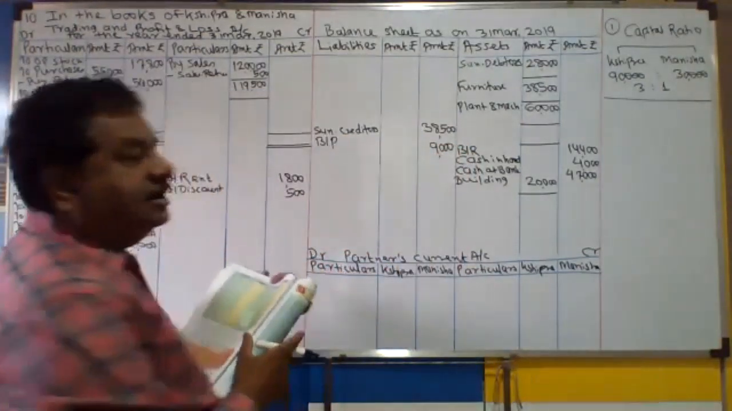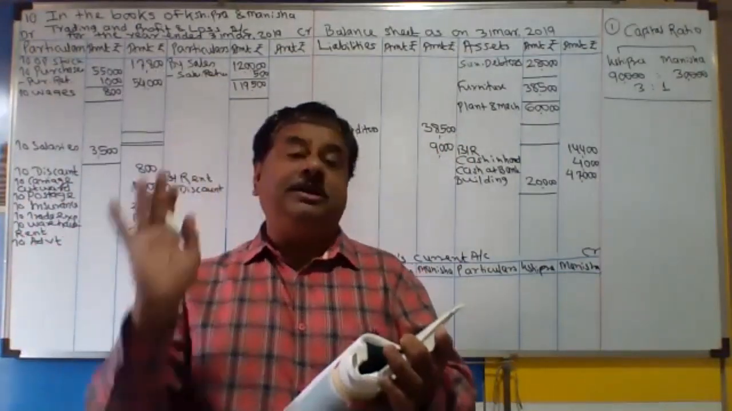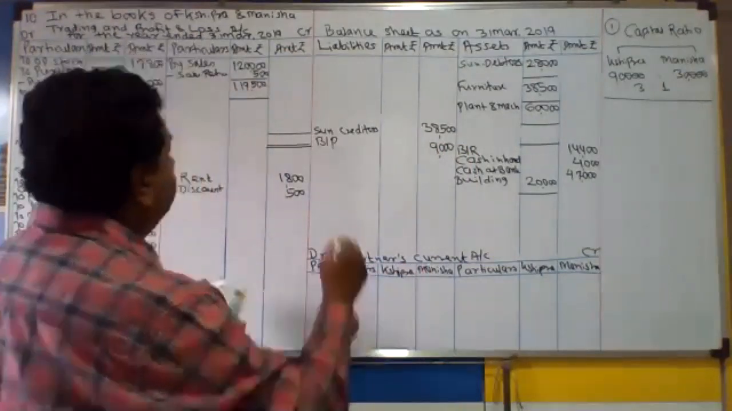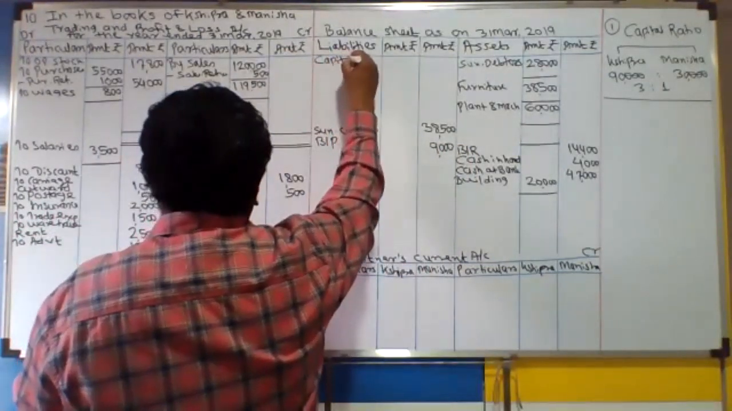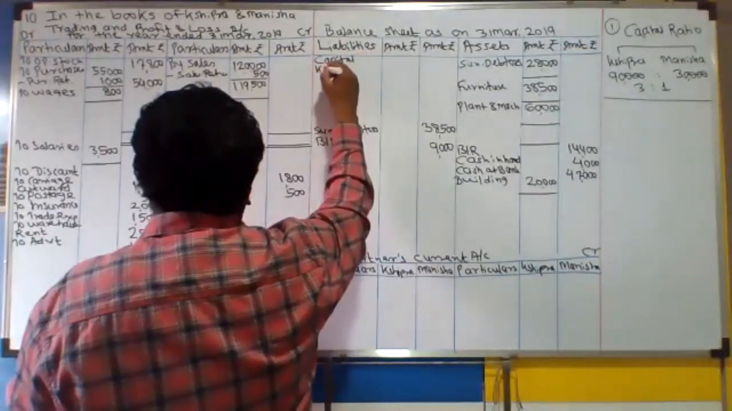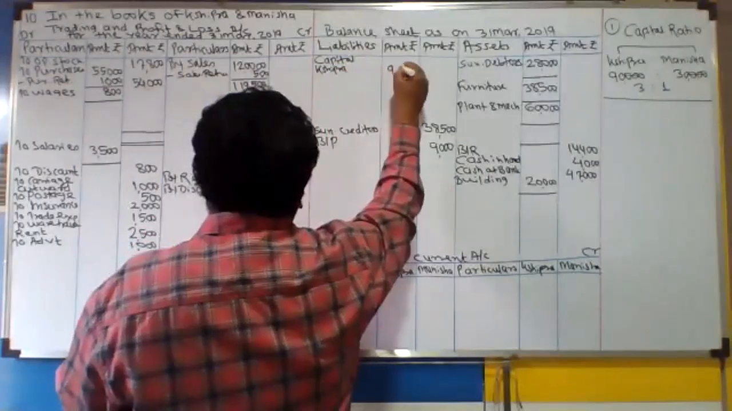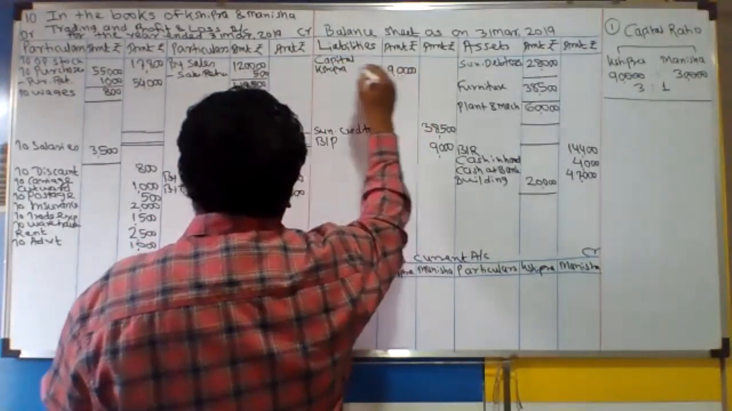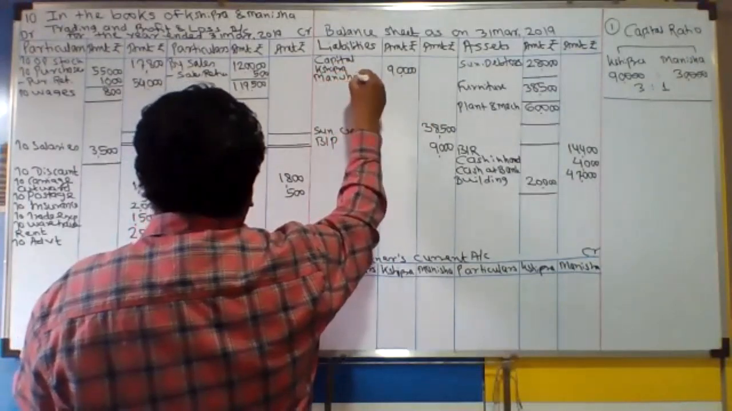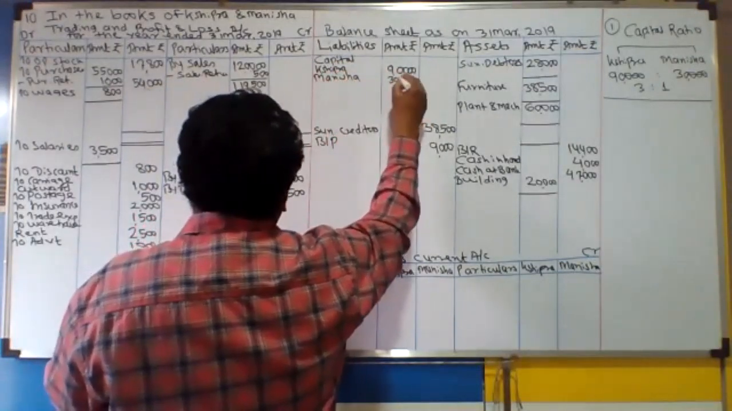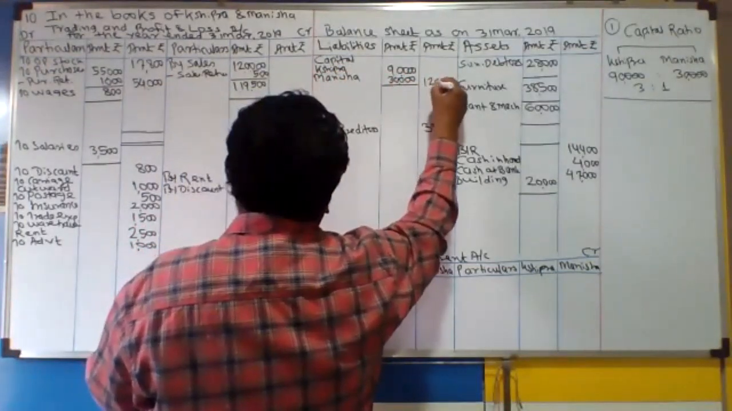Capital. When current accounts are given to you, capitals are directly recorded on the liability side, outer column. Khipra 90,000, Manisha 30,000. Outer column now it is 1,20,000.